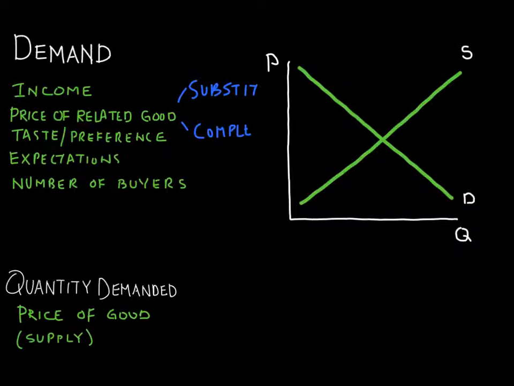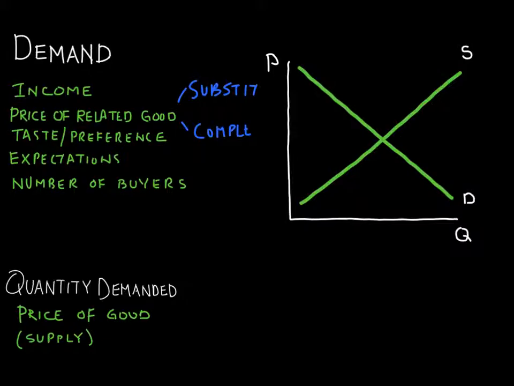A substitute is a good that you can use instead of the good that you were looking at. So Pepsi and Coke are substitutes because you can drink Coke instead of Pepsi. Complements are 2 goods that are used together, peanut butter and jelly. So if you have peanut butter, you want to have some jelly too. They are used together. Obviously, if the price of one of these goods increases or decreases, then the other good will be affected in terms of its demand.